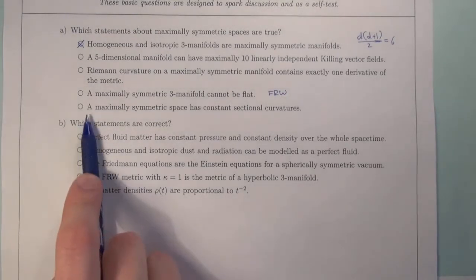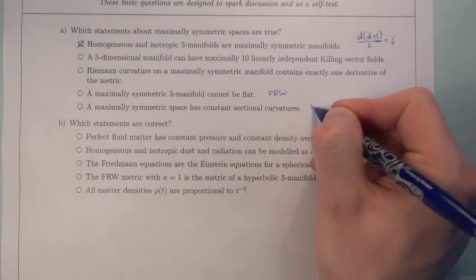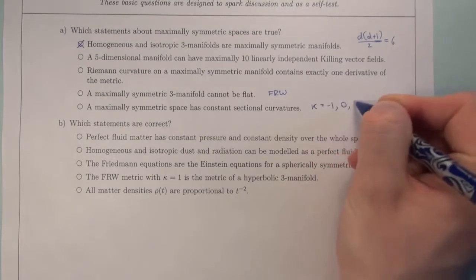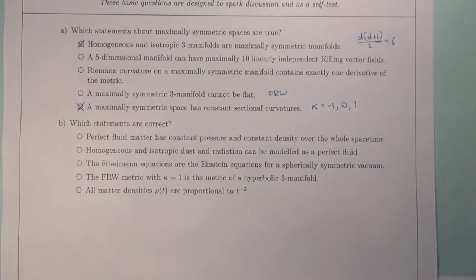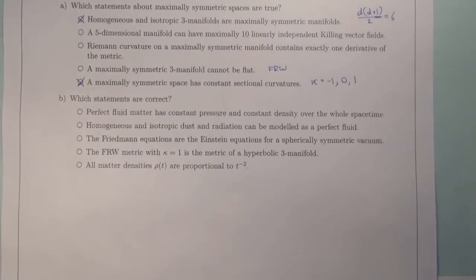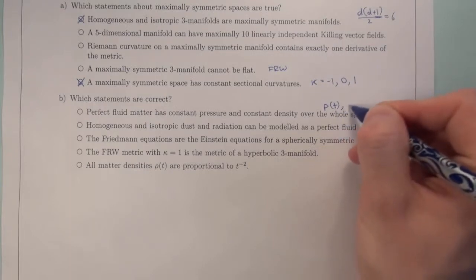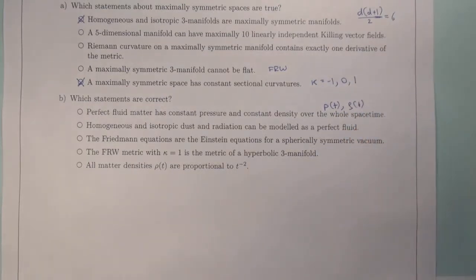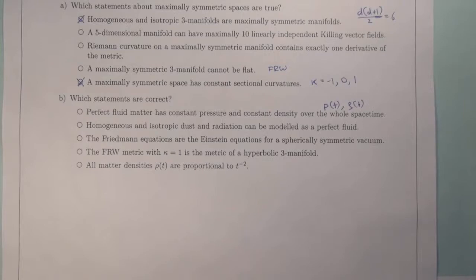And the last one for part A would be: a maximally symmetric space has constant sectional curvature. These are the kappas, so minus 1, 0 and 1 that we introduced in the lecture, so that's true. B. Which statements are correct? Perfect fluid matter has constant pressure and constant density over the whole space-time. Definitely not, because the P, which is the pressure, is some function of T and the rho as well. So that's incorrect.